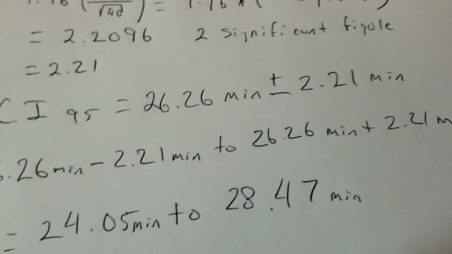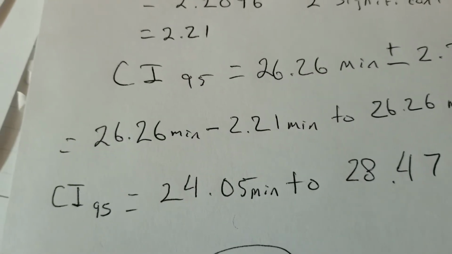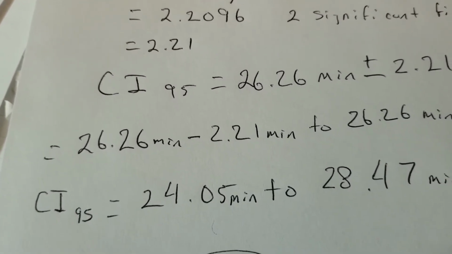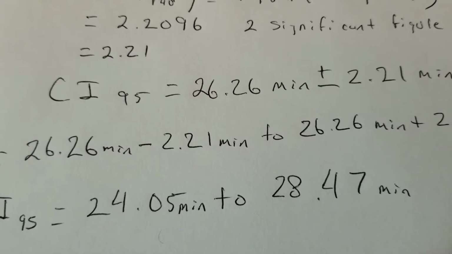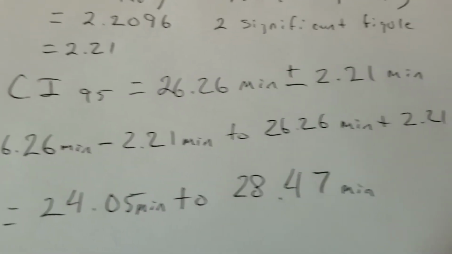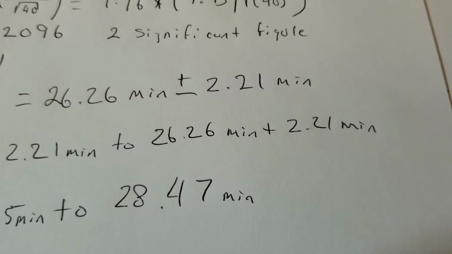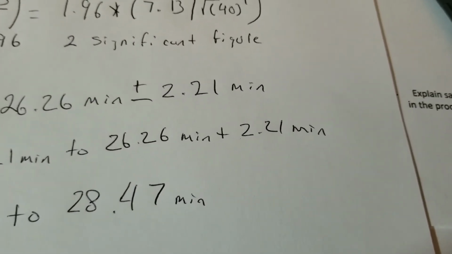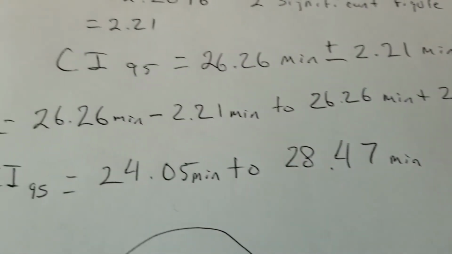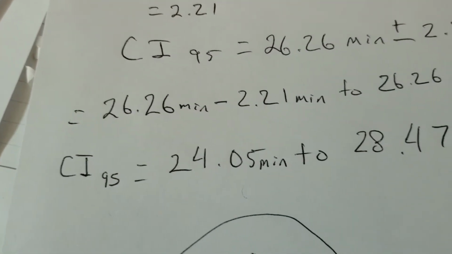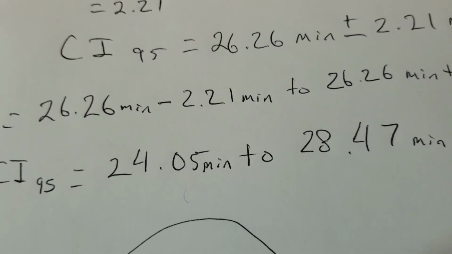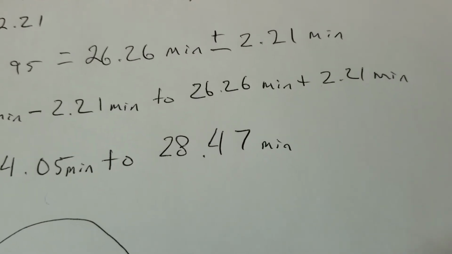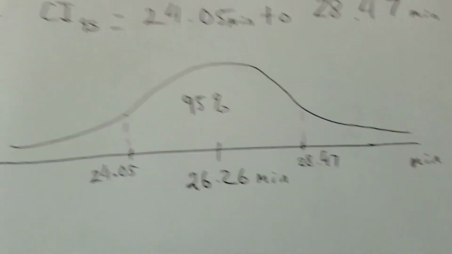So if I do that calculation, I know that I'm going to have to do either 26.26 minutes minus 2.21 minutes, or 26.26 minutes plus 2.21 minutes. If I do that calculation, then my confidence interval is going to be between 24.05 minutes and 28.47 minutes. So what does that mean?